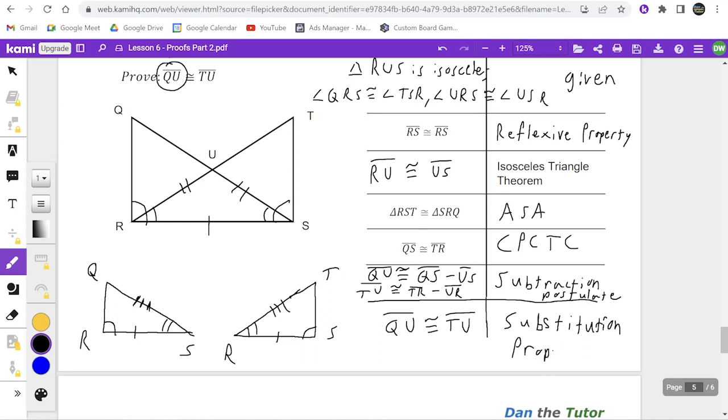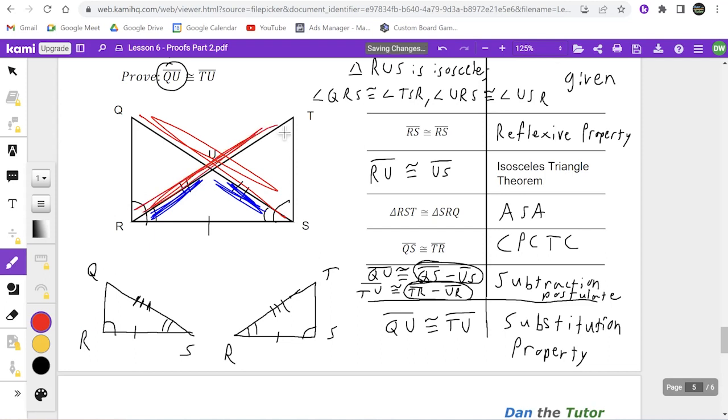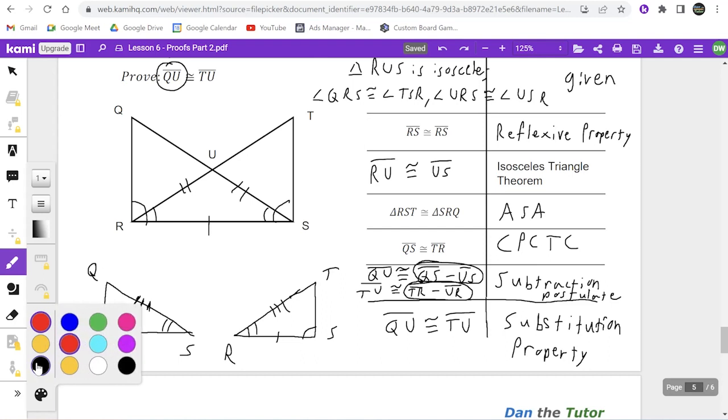And I think you see why now, but let me just explain it again, just in case, for those of you who don't understand. What are we substituting? We're substituting QS and US, and we're substituting TR and UR. Why do I get to substitute that? Because remember, we know for a fact this is congruent to that, and we also know that the whole thing is congruent to the other whole thing. And because we know everything else is congruent, and we just did subtraction, the only thing left to say is substitute it because everything else is congruent. Any questions on number 6?